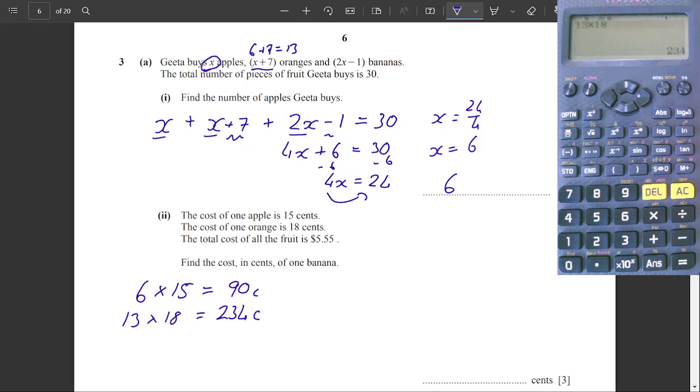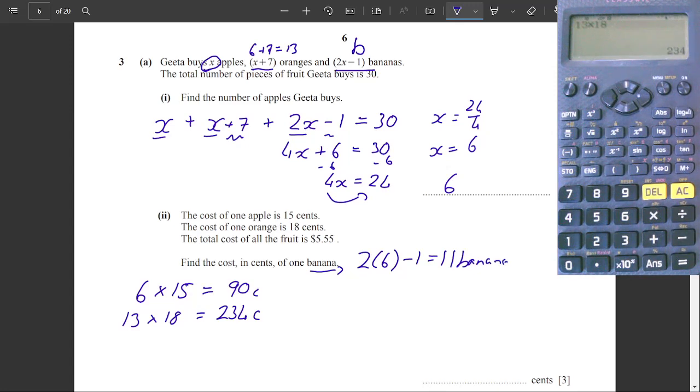And then there are the bananas. We don't know the price of the bananas, so let's make that a B for bananas. Well, we can work out how many bananas she bought. The amount of bananas was 2x minus 1, so 2 times 6 minus 1. She bought 11 bananas.